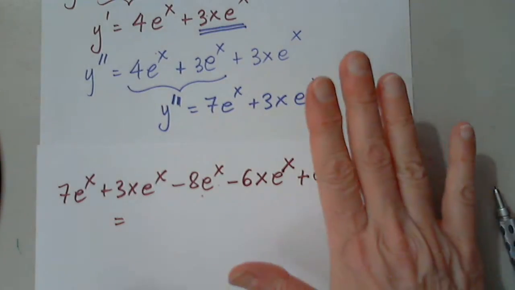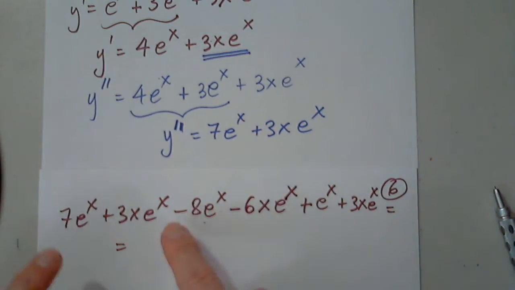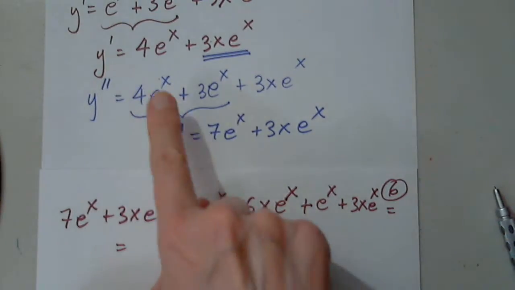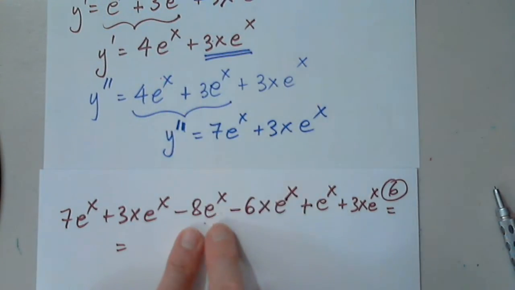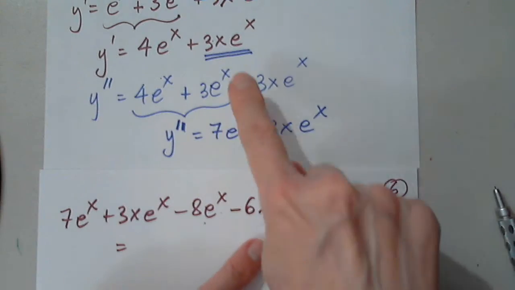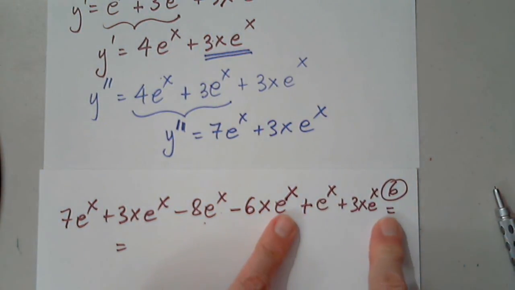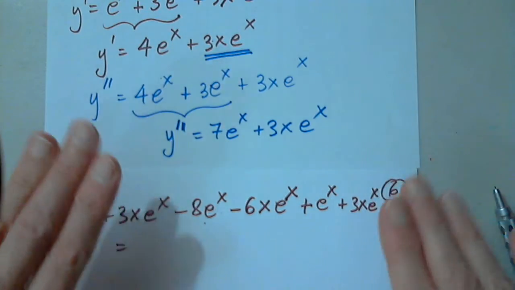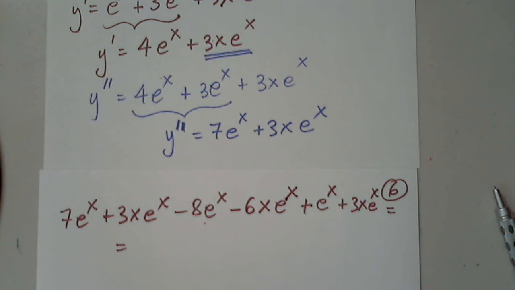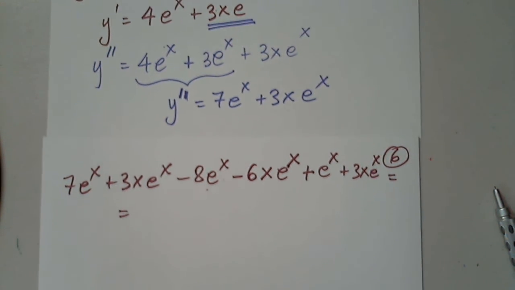Okay, so we check again. We replaced the second derivative. I multiplied the first derivative by -2. And I copied the original function. And now let's see. If they don't cancel out to get 0, then I have an error somewhere.